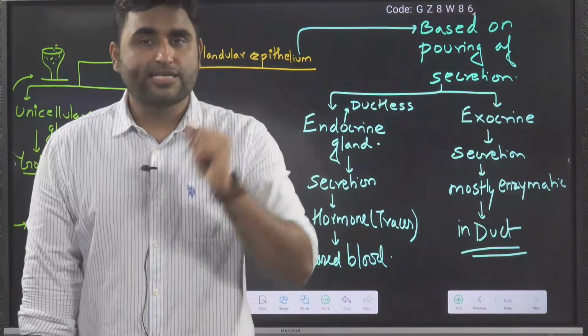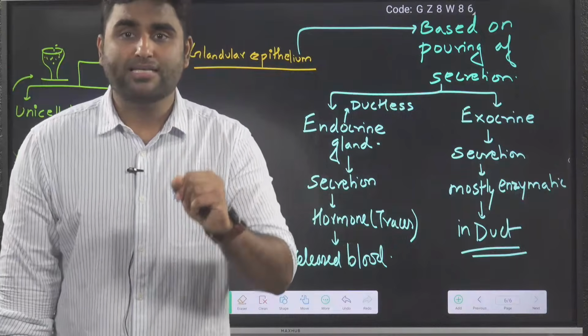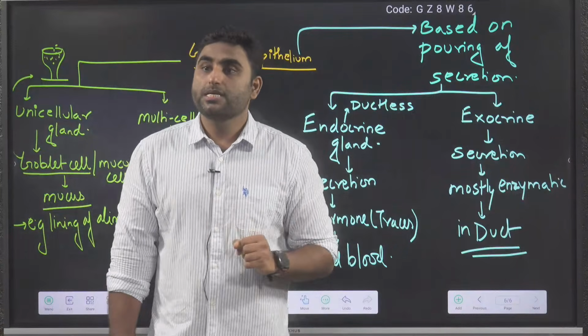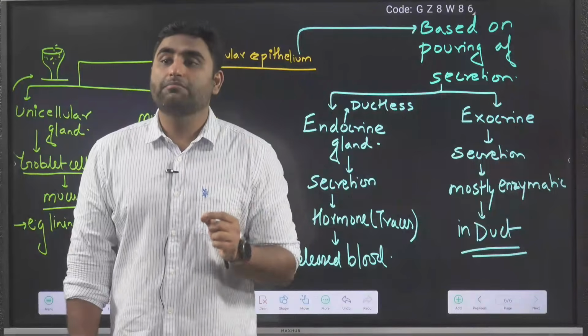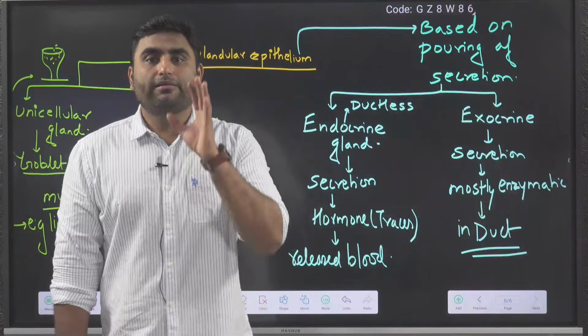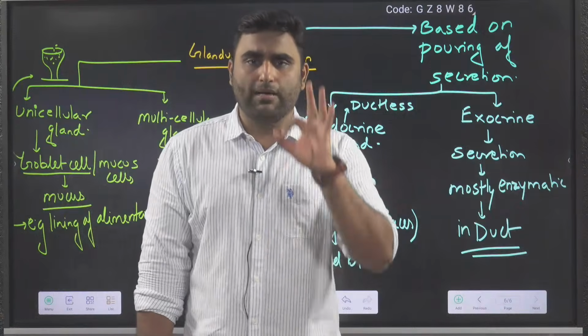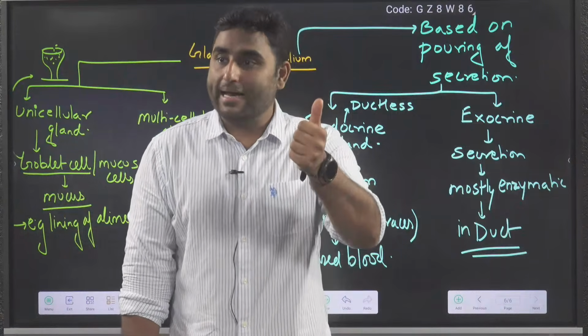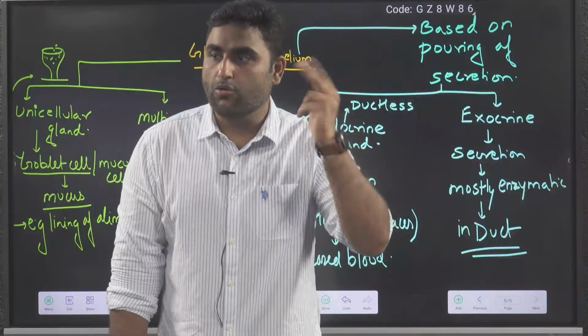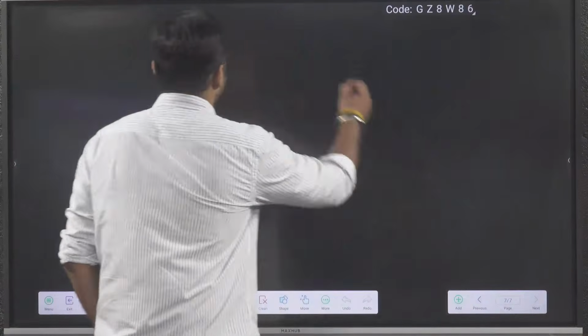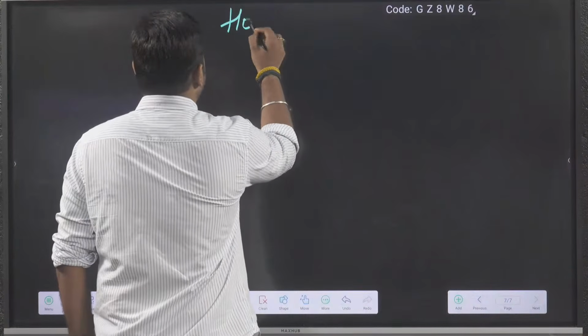However, some glands are of mixed nature. Some glands have dual nature. They can behave endo also, they can behave exo also. For example, 3 examples are there: pancreas, testes, ovaries. So now we are going to talk about heterocrine glands.